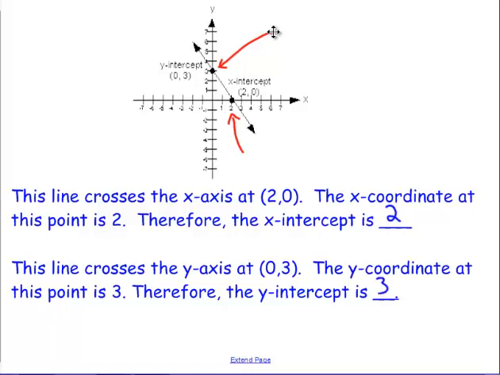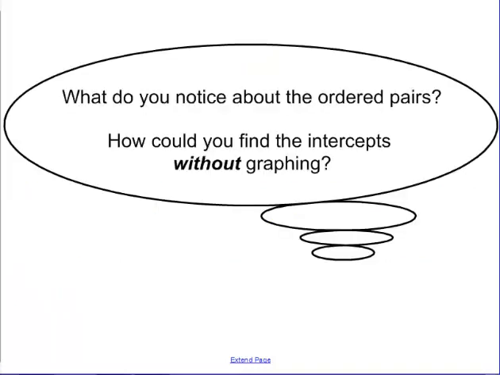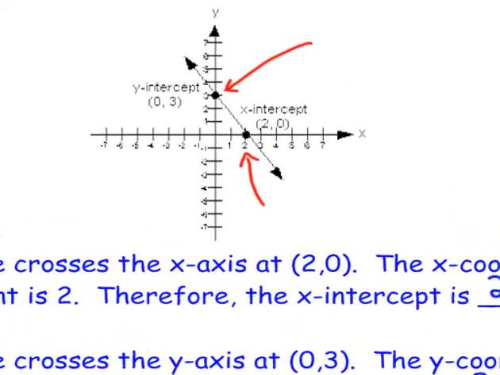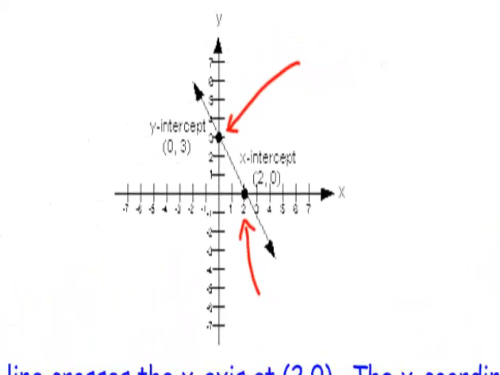And so something that we've kind of already talked about a little bit that we really want to recognize when we look at this is our next question on your slide. It says, what do you notice about the ordered pairs? How could you find the intercepts without graphing? I want you to first look at the y-intercept. Let's talk about the y-intercept up here.